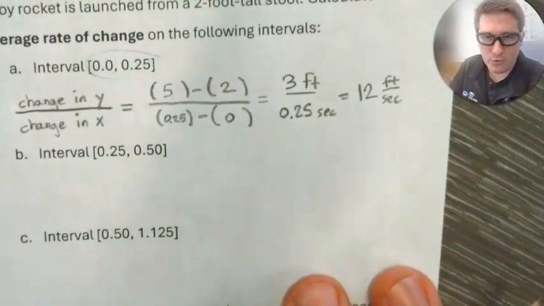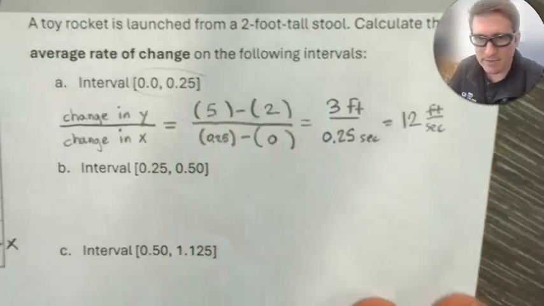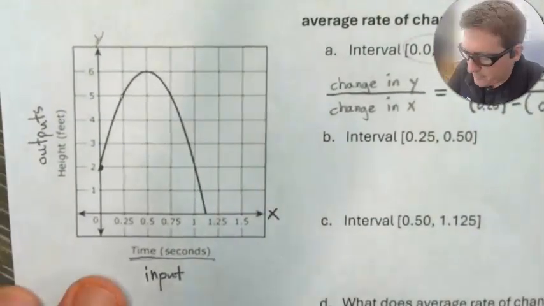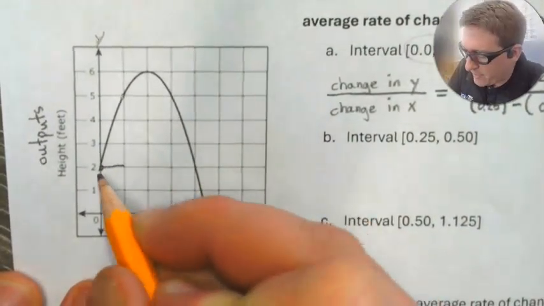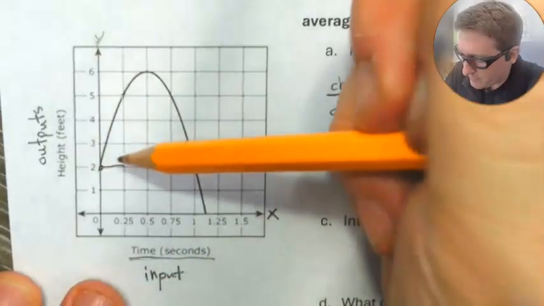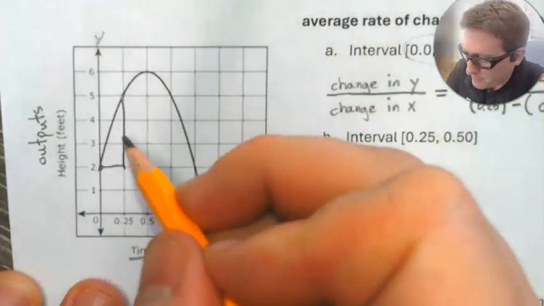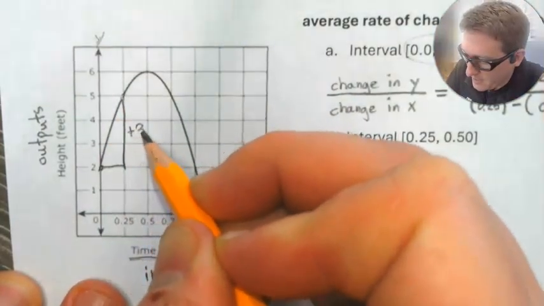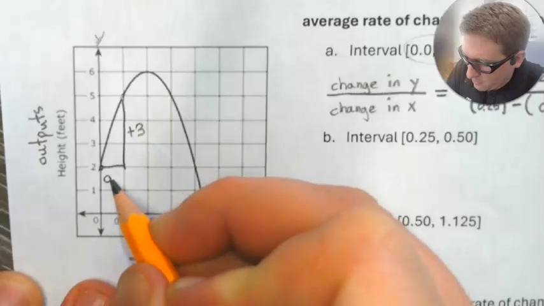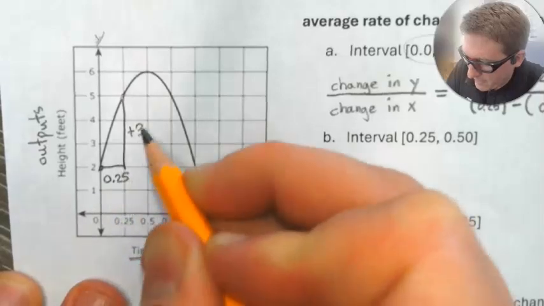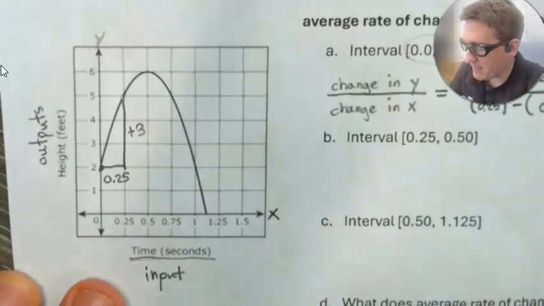Another way you could have calculated that was just by looking at the graph here and figuring out that this is an increase of 0.25. And that is an increase of 3. So it's positive 3 divided by 0.25. I can divide those numbers and get the answer.